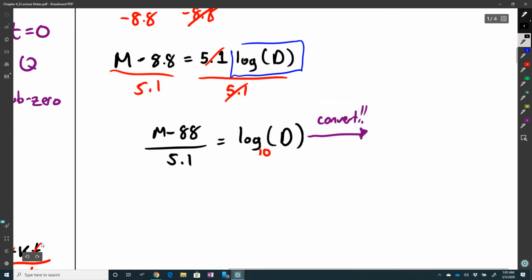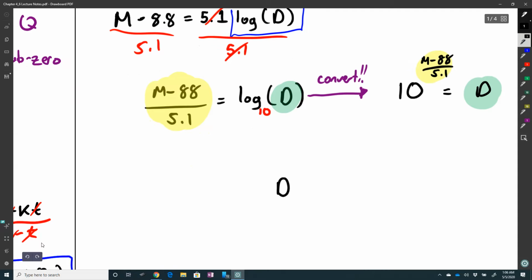Okay, so when you convert, the base stays the same, except now it's a big number. The answer goes on the inside. So here's the answer, and the inside becomes the answer. So 10 to the m minus 88 over 5.1, all of that is an exponent, equals d. That's it.